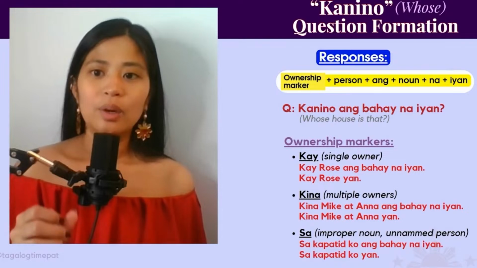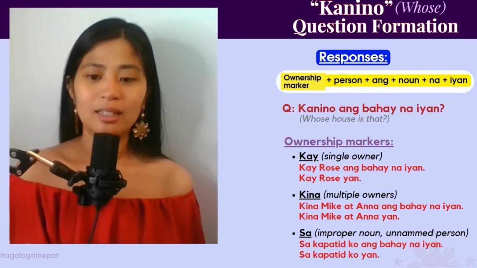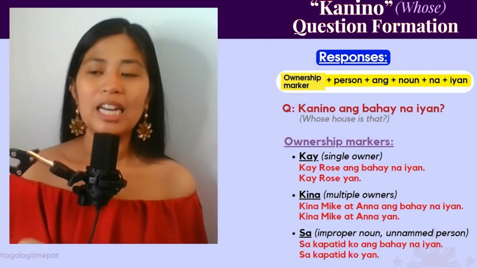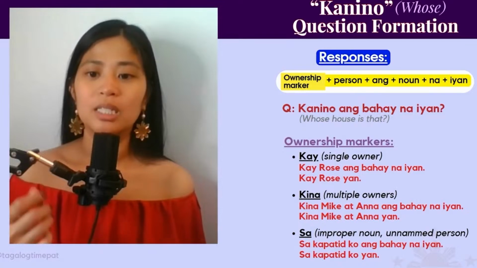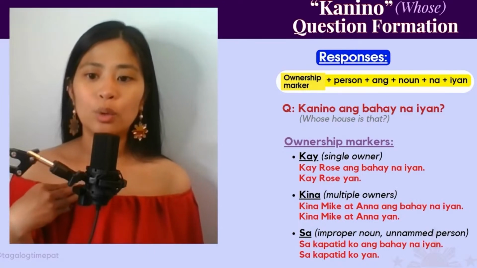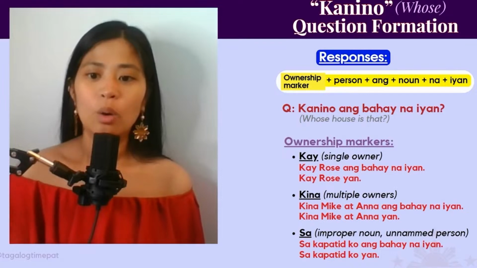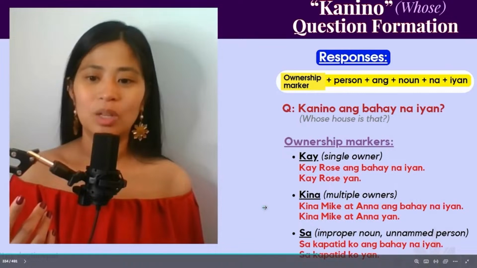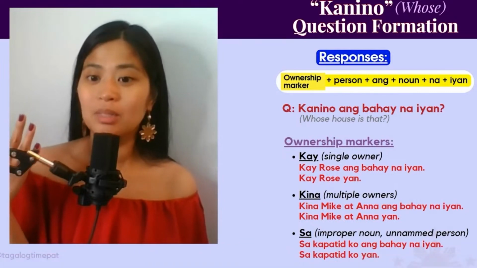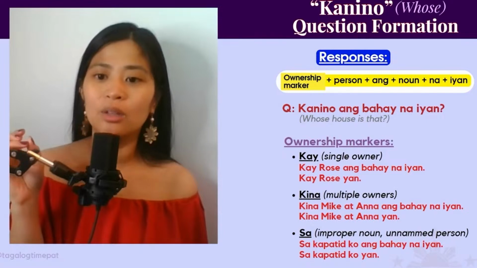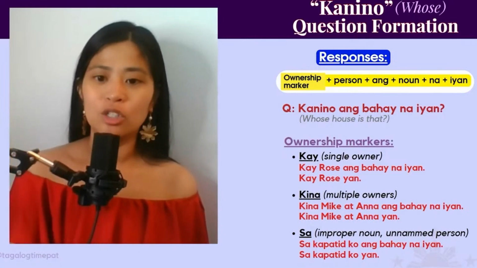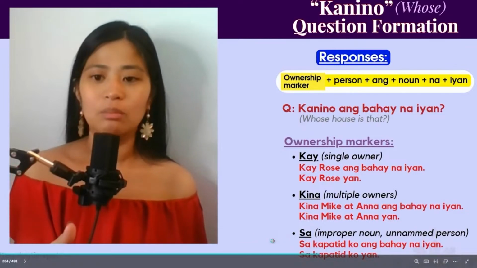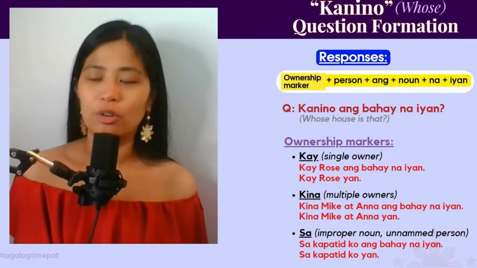Now, kanino ang bahay na iyan? Whose house is that? Sa kapatid ko ang bahay na iyan. That is my sister's house. That is my sibling's house. Sa kapatid ko ang bahay na iyan. Or sa kapatid ko yan. That is my sister's. That is my siblings'. So you see how the person is unnamed? It's just kind of an improper noun. It's like a general answer. So that is when you would use sa, when the person is unnamed. It's just like a person in general speaking.